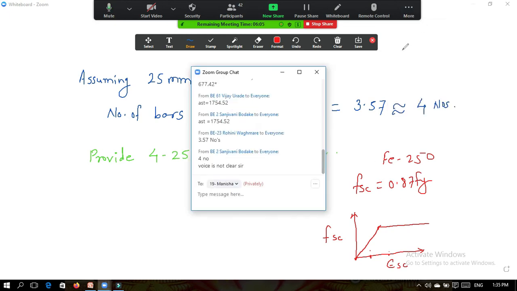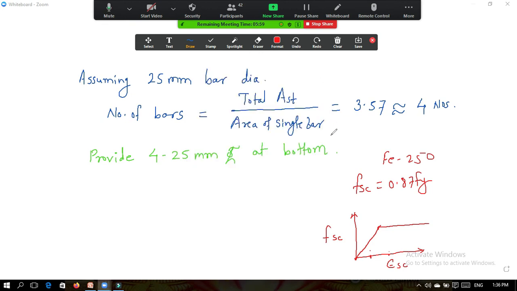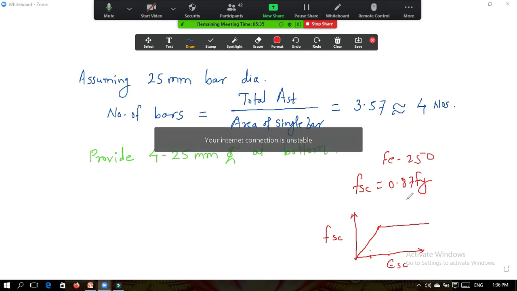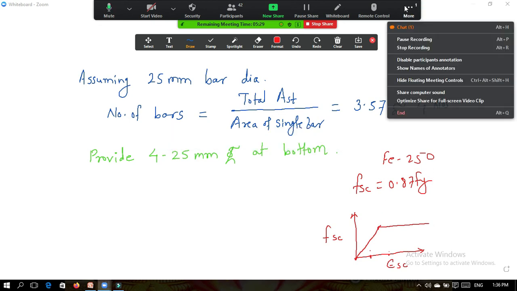But here in our problem, maybe due to the network issue, my voice is not clear. Are you getting it now? What I want to tell you is that in the previous problem we took Fe250, and for Fe250 the value of Fsc is 0.87 Fy. Got it? Now our grade is Fe415.